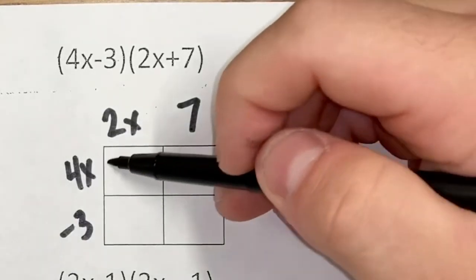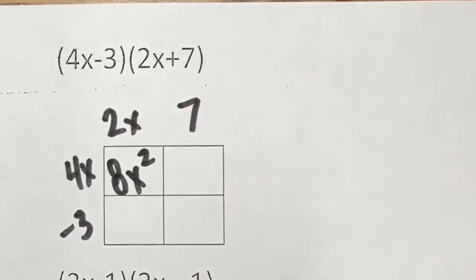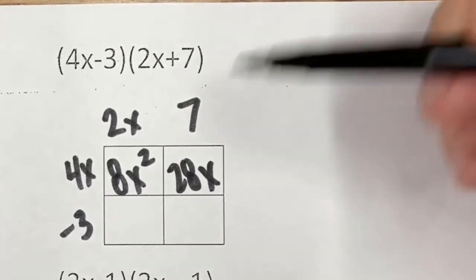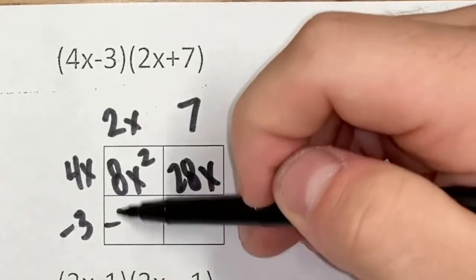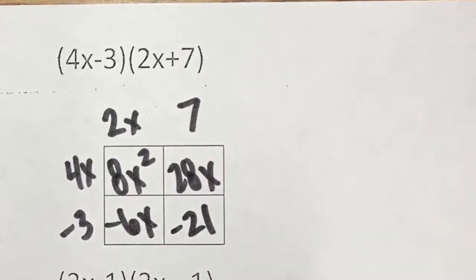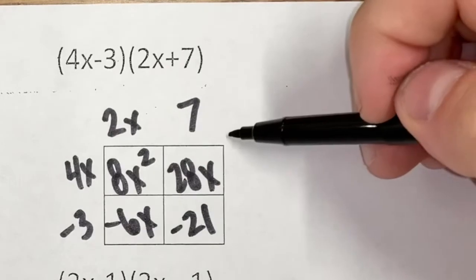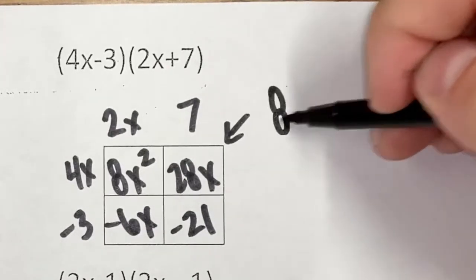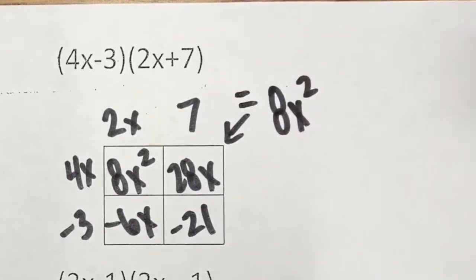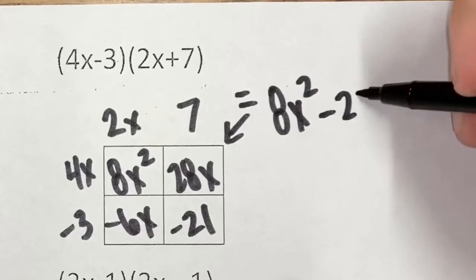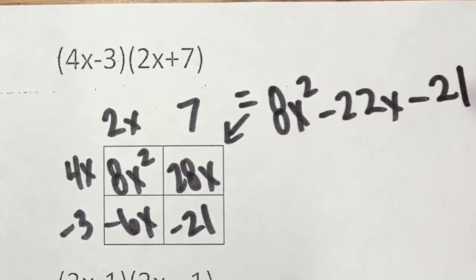4x times 2x is 8x squared. 4x times 7 is 28x. Negative 3 times 2x is negative 6x. And negative 3 times 7 is negative 21. The like terms can be found on this backside diagonal here, and we would combine those together. So for our final answer, once we multiply, we get 8x squared. 28 and negative 6 is negative 22x minus 21.